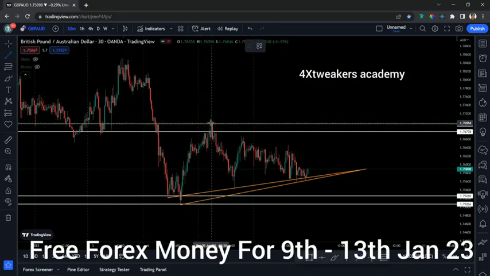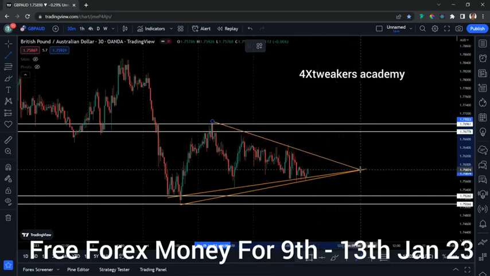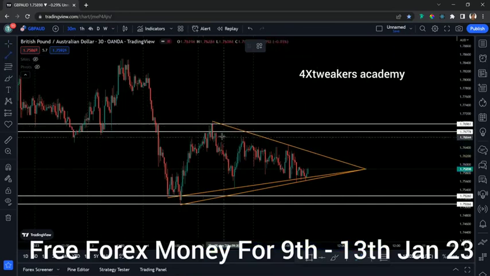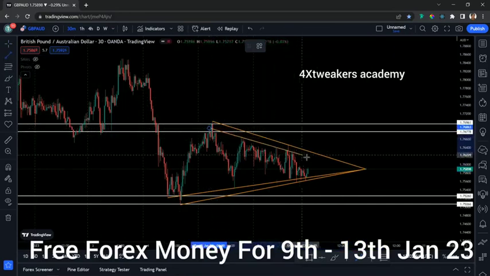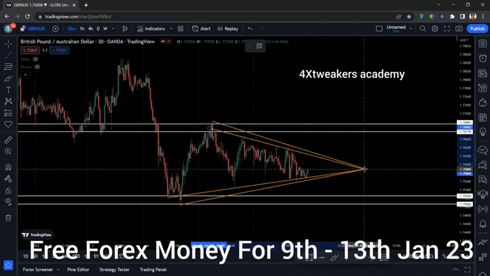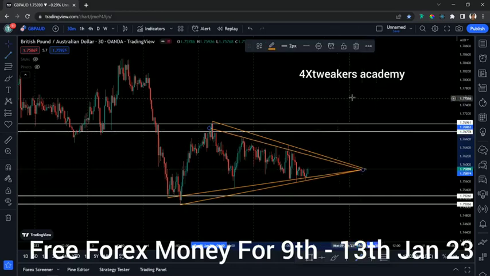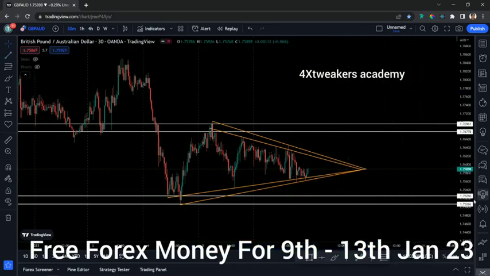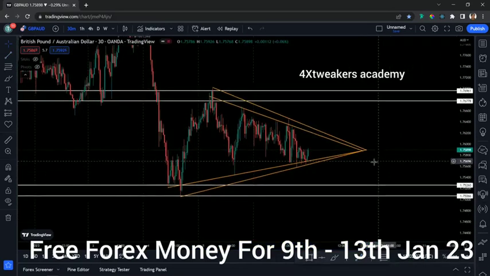Okay, we have another area here. Whoa, wow. This is what we call a symmetrical triangle. That is what is building up for you for the week. The symmetrical triangle. Beautiful. Yeah, we're done. We're done with the trend line.